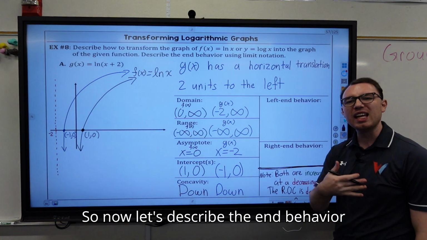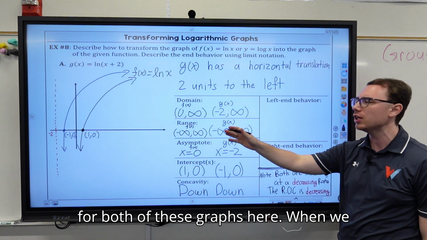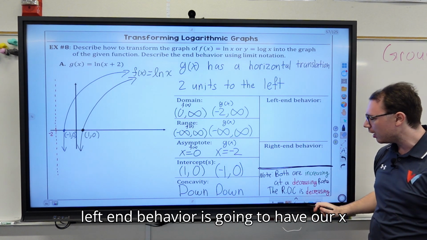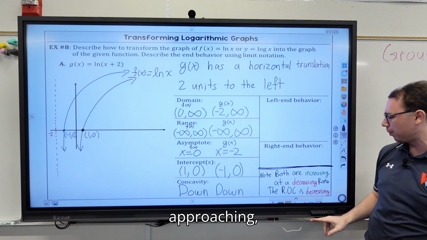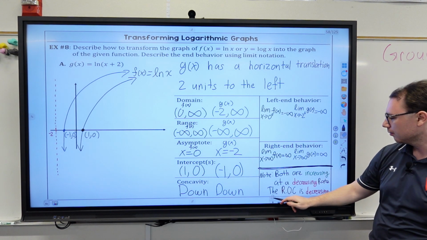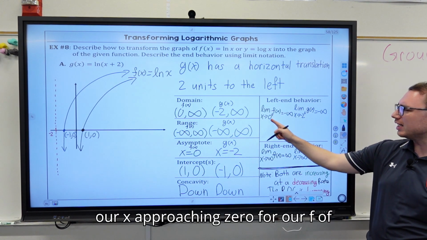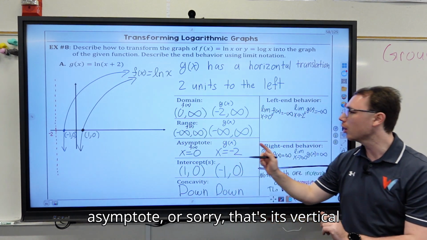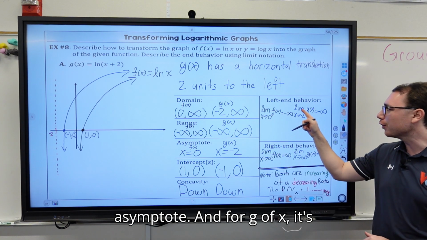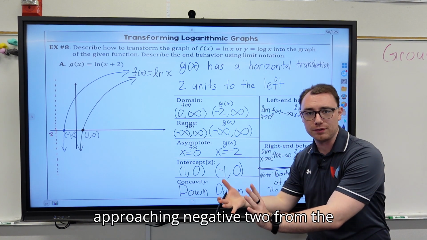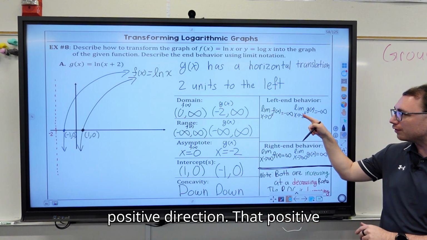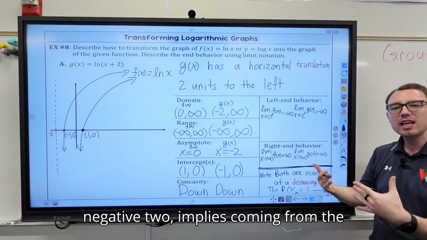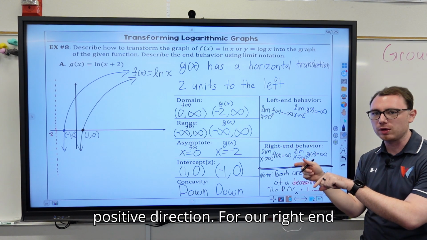So now let's describe the end behavior for both of these graphs. When we take a look at the left end behavior, x is approaching 0 for our f of x, because that's its vertical asymptote. And for g of x, it's approaching negative 2 from the positive direction. That positive there, right above the 0 and the negative 2, implies it's coming from the positive direction.